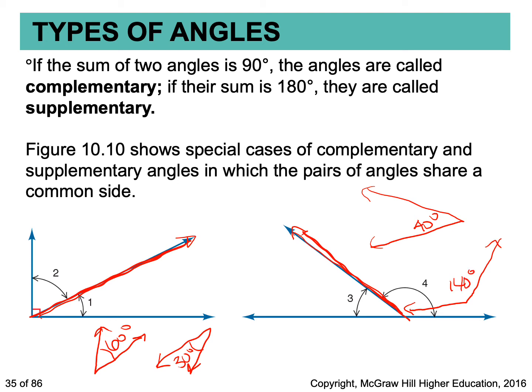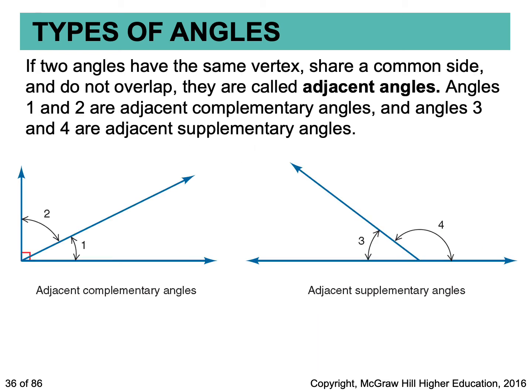What I'm showing is on the left 2 angles whose sum is 90 degrees and they are not adjacent. And here on the right 2 angles whose sum is 180 degrees and they are not adjacent, but they are supplementary. And so I just mentioned adjacent angles.